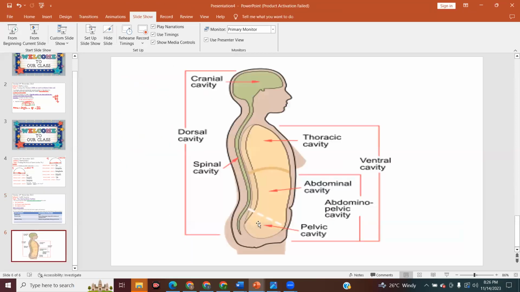The pelvic cavity is this one. What do you think is going to be a part of the pelvic cavity? Which organs? Your liver? No, liver is in the abdominal cavity. Your intestine? Your bladder. Yeah, bladder. You're very good. Bladder is here. What else? Your rectum is there. Your anus is there. Your reproductive organs are in there too.